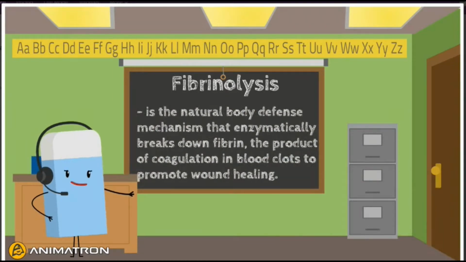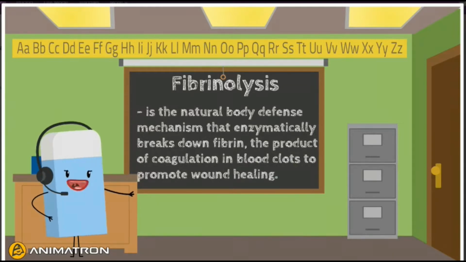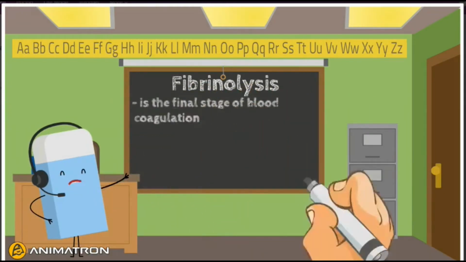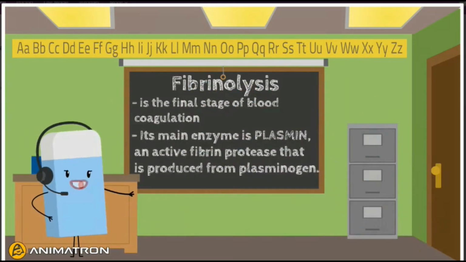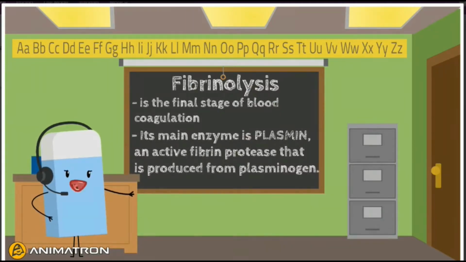Fibrinolysis is the natural body defense mechanism that enzymatically breaks down fibrin, the product of coagulation in blood clots, to promote wound healing. Fibrinolysis is the final stage of blood coagulation. Its main enzyme is plasmin, an active fibrin protease that is produced from plasminogen.